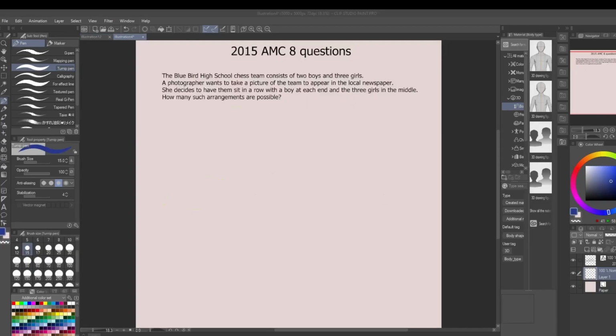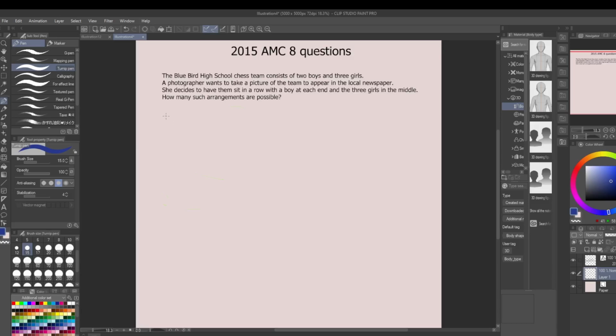Okay, so now we're going to move on to some math contest questions. Here we have a 2015 AMC A question. The Bluebird High School chess team consists of 2 boys and 3 girls. A photographer wants to take a picture of the team to appear in the local newspaper. She decides to have them sit in a row with a boy at each end and 3 girls in the middle. How many arrangements are possible?